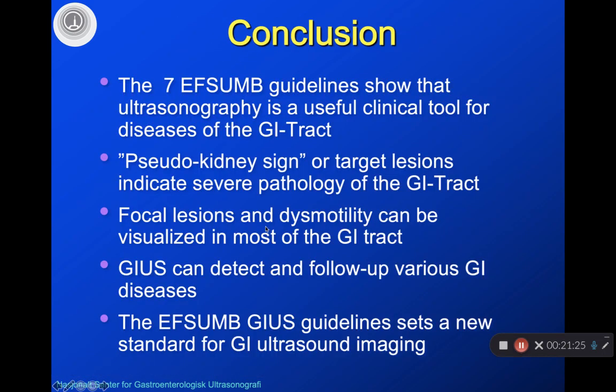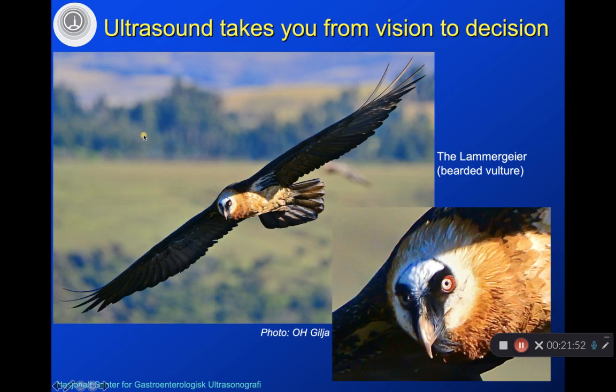So in conclusion, the 7 EFSUMB guidelines show that ultrasonography is a useful clinical tool for diseases of the GI tract. The pseudo-kidney sign or target lesion indicates severe pathology of the GI tract. Focal lesions and dysmotility can be visualized in most of the GI tract, and GIUS can detect and follow various GI diseases. And these new EFSUMB GIUS guidelines set a new standard for GI ultrasound imaging. And ultrasound takes you from vision to clinical decision.